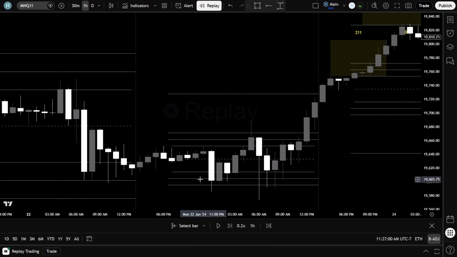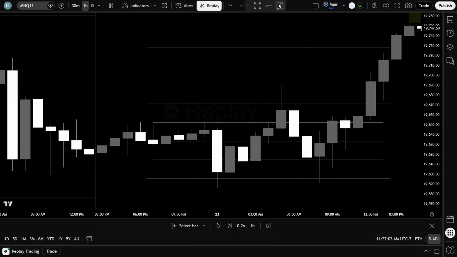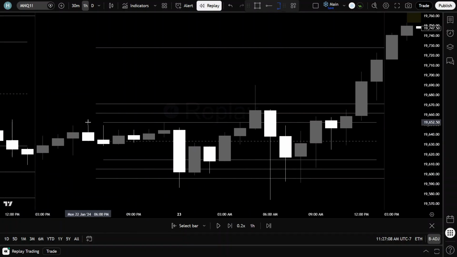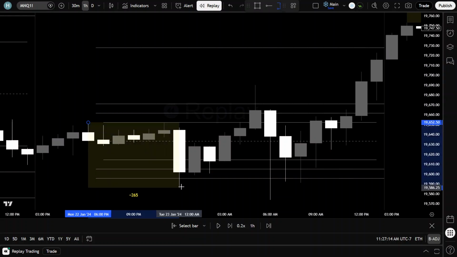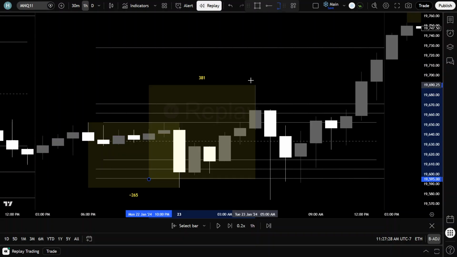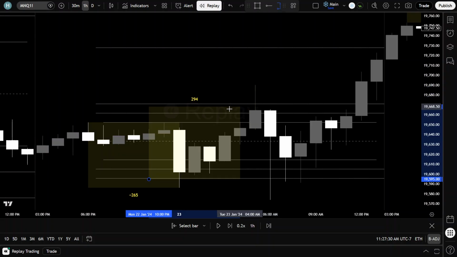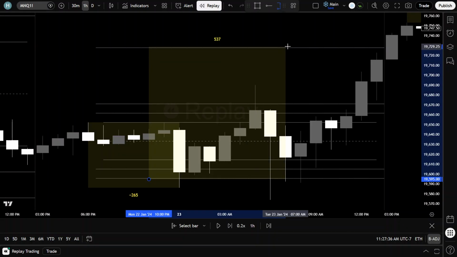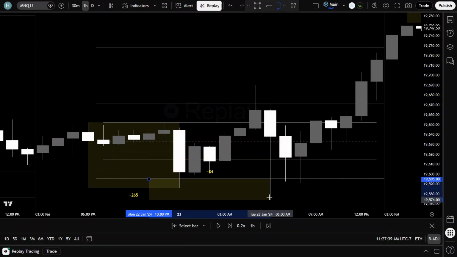Okay, next one. We tap. Almost tapped this, it's 2 ticks away. But let's say we did play it. That was an easy 1R trade right there. It tapped into the 0M level here, and essentially you can play that too. And yeah, 381 ticks. This hasn't been raided yet, so that would have been a good target as well.